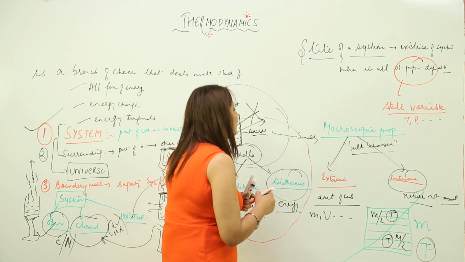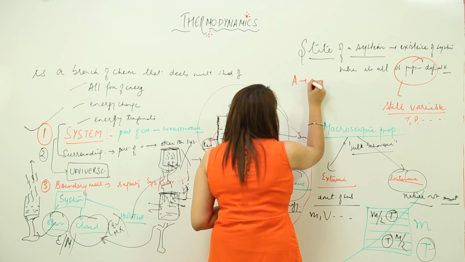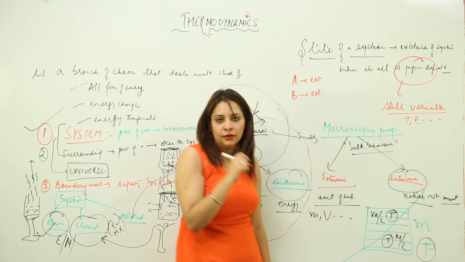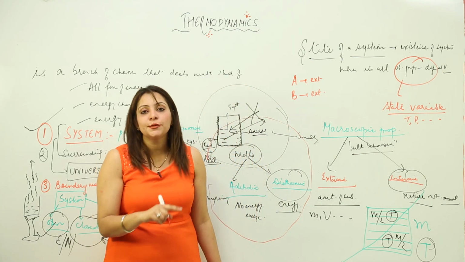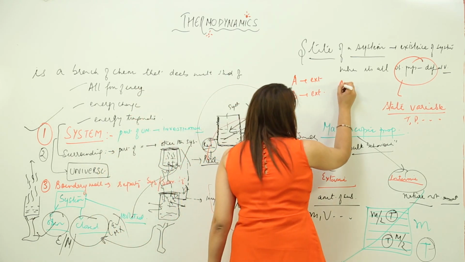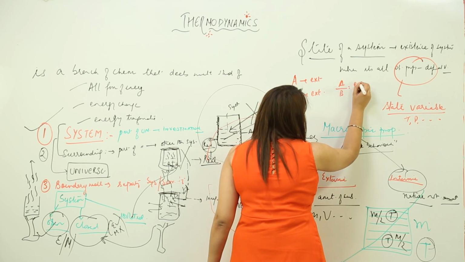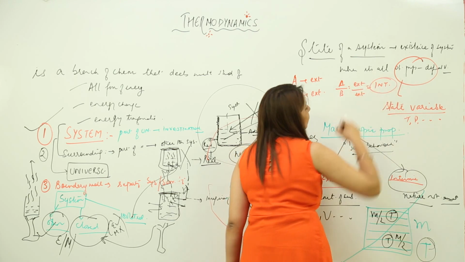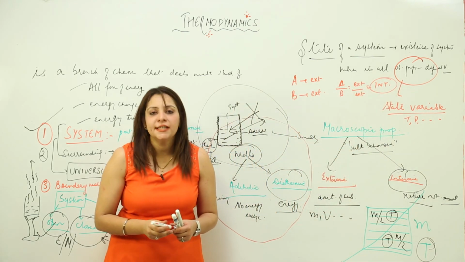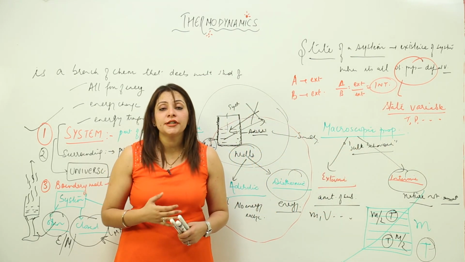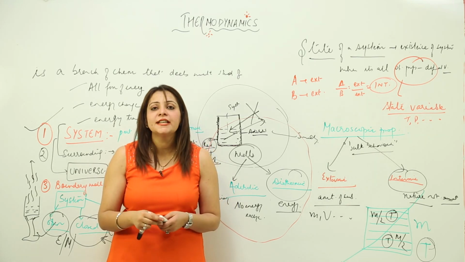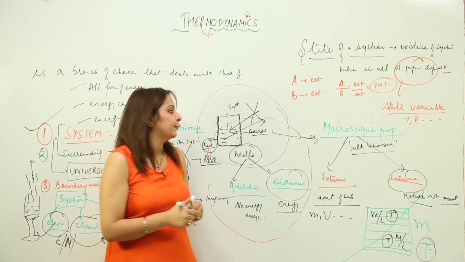Now suppose I have a property A which is extensive in nature, and I have a property B which is also extensive in nature. I am going to take the ratio of these properties. So A by B, that means extensive property to extensive property. So what result are we going to get? The result will obviously be intensive. So keep in mind, this is very important, the ratio of two extensive properties is always intensive, right.